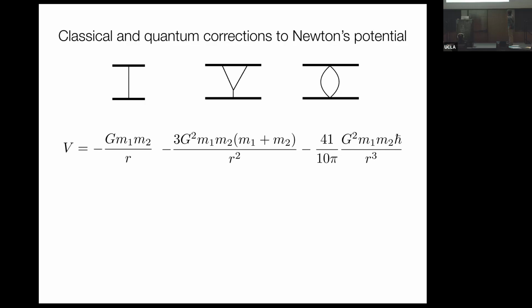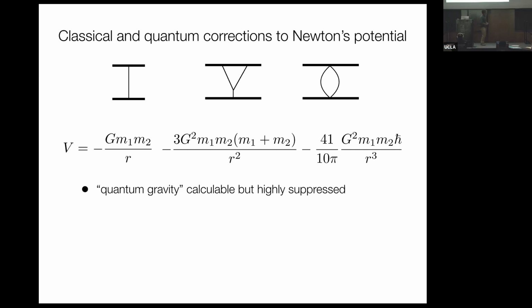But if you compute these loops, what you find is that there's this classical piece, and there's this piece where I've restored h bar. Particle physicists like to use units where h bar equals 1, but here I've restored it. And so you can see that this is indeed a quantum mechanical calculation. So this is Newton's potential, which was known in the 1600s. And this is the static piece of what's called the Einstein-Infeld-Hoffman potential, which was computed in the 1930s. And this is the quantum mechanical correction to it, okay?